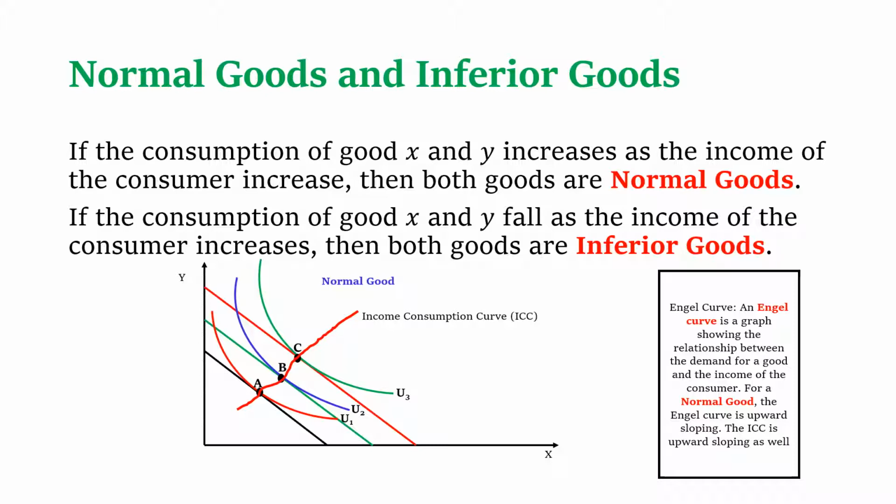So, as a matter of fact, when your income increases, the demand for all those healthy foods will go up. So those ones are referred to as normal goods. As the income of the consumer increases, the demand for all the normal goods increases.